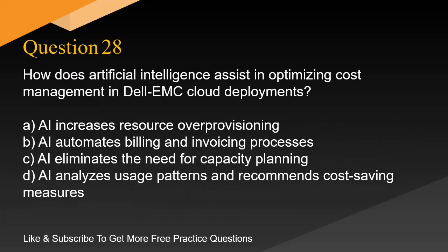Question 28. How does artificial intelligence assist in optimizing cost management in Dell EMC cloud deployments? A. AI increases resource over-provisioning. B. AI automates billing and invoicing processes. C. AI eliminates the need for capacity planning. D. AI analyzes usage patterns and recommends cost-saving measures.